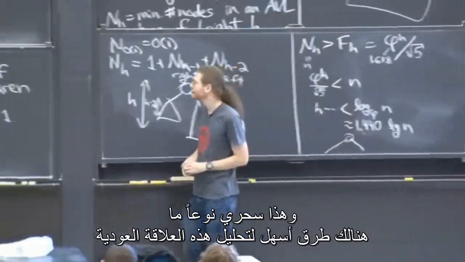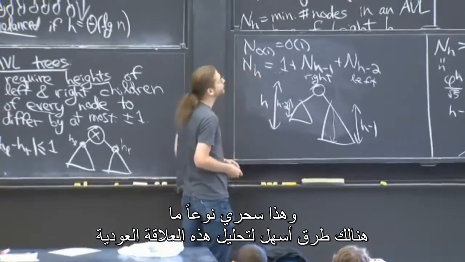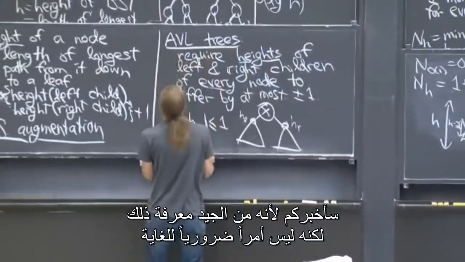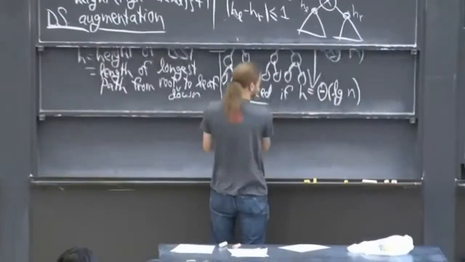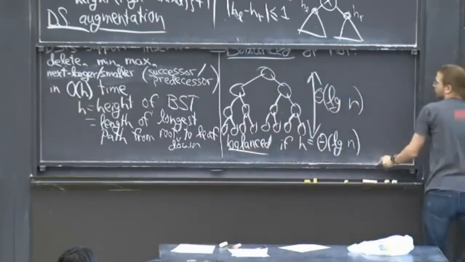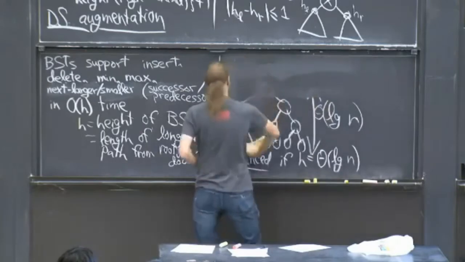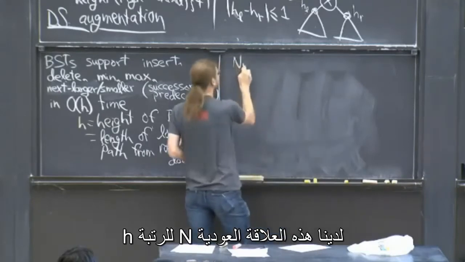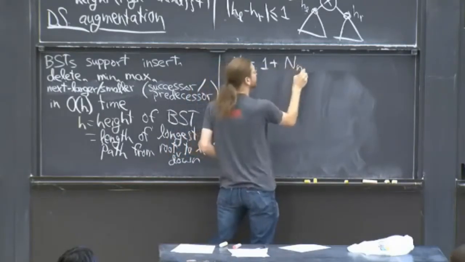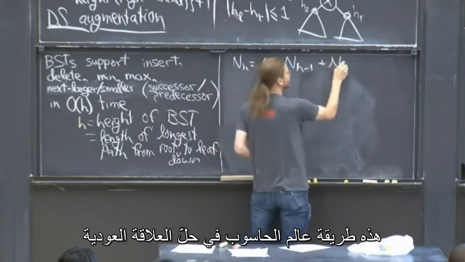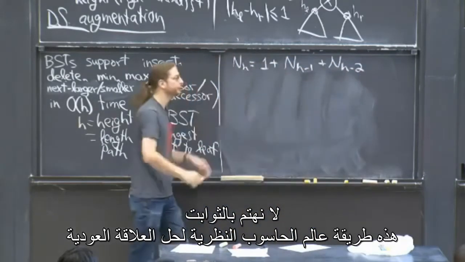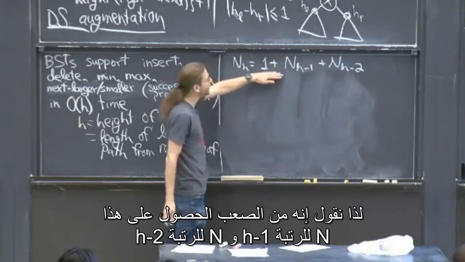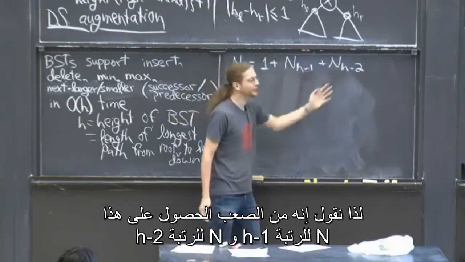It's kind of magical. There's a much easier way to analyze this recurrence. I'll just tell you, because it's good to know, but not super critical. So we have this recurrence n sub h. This is the theoretical computer scientist way to solve the recurrence. We don't care about constants. And so we say, oh, this is hard. I've got n sub h minus 1 and n sub h minus 2.